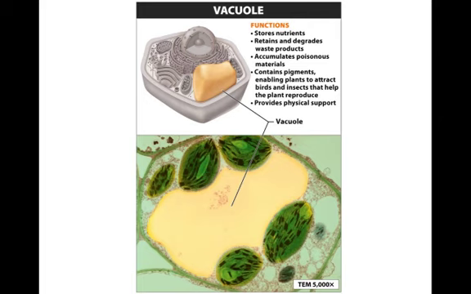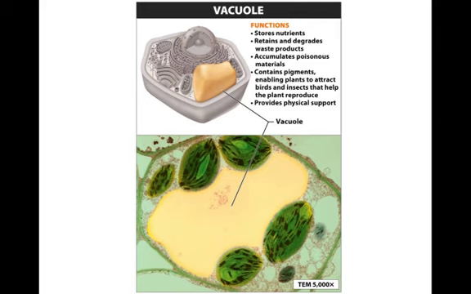So its functions: one, it stores nutrients, so it kind of acts as a storage cabinet for nutrients, this big empty space to store stuff for later. It also retains and degrades waste products, so it acts as a lysosome where it can break down stuff for the cell. So it's this big expansive area that stores things and breaks things down. It also accumulates poisonous materials, meaning it will collect all the poisonous stuff that we do not want damaging the other organelles so that it can get rid of it eventually.